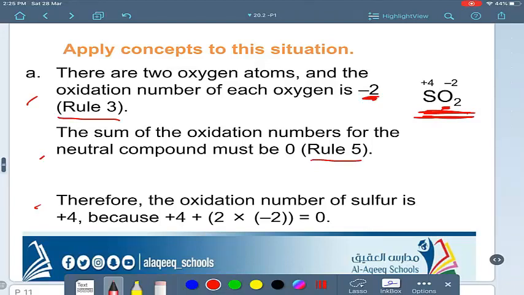If you remember these rules, rule 3 and rule 5, you can answer now. Negative 2 for each oxygen, and there are 2 oxygens here, so negative 4. The 2 oxygens are negative 4 charge, the overall charge of oxygen here. What about sulfur? Sulfur, you must have a number here to apply rule 5 to make the overall charge 0. How? By making this positive 4. The overall 0 to apply rule 5. So sulfur is positive 4.